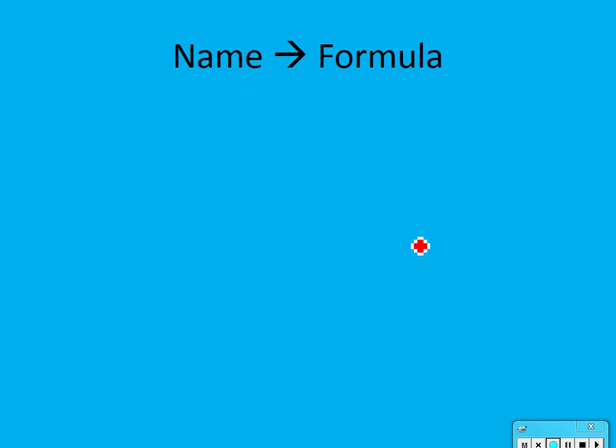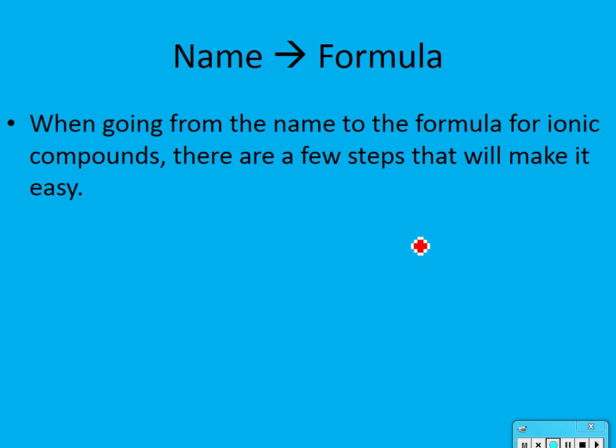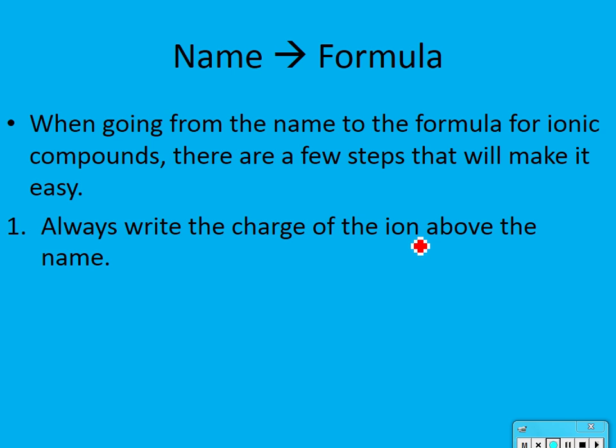Okay, now let's get into this a little bit today, and then we'll stop after a few more slides. So going from the name to the formula is a little more complicated. So going from name to formula, let's do a few of those. When going from the name to the formula for an ionic compound, there are a few steps that will make it easy. Number 1, always write the charge of the ion above the name. That's what I always do. This one's very important. Always do step 1.